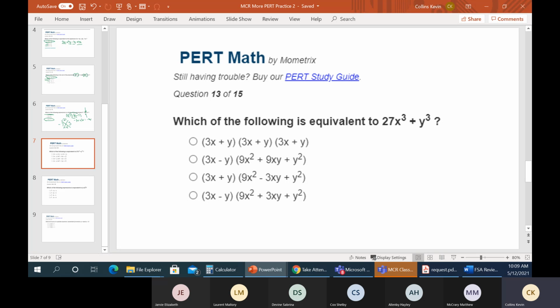This one's a little tricky. We don't see this one very often. So we're probably going to have to talk about this one a little bit.